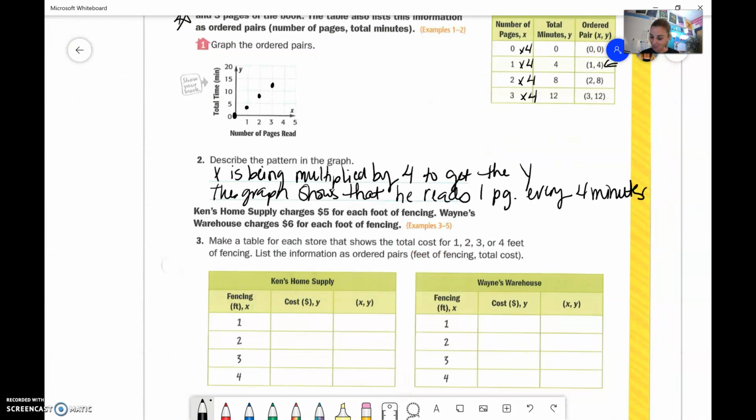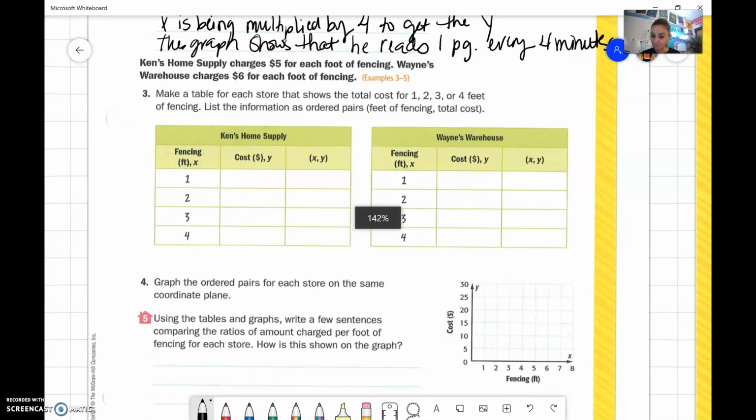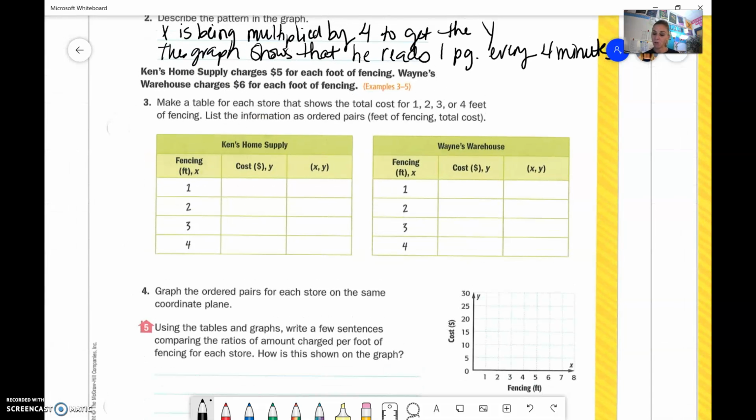Okay, we're going to do this last one right here, and then these are the only example problems I'm going to go through. Ken's Home Supply charges $5 for each foot of fencing. Wayne's Warehouse charges $6 per foot of fencing. Make a table for each. So here's Ken's Home Supply, and Ken charges $5. So for 1 foot, it's $5. How am I getting from here to here? Multiplying by 5. So I know I can multiply each of these by 5.